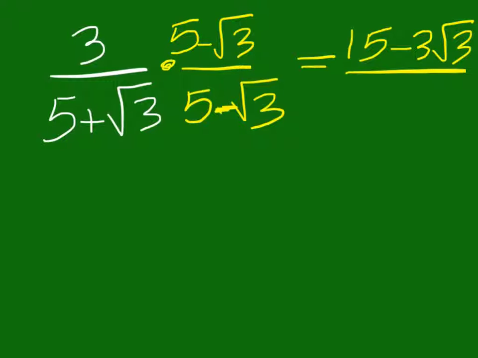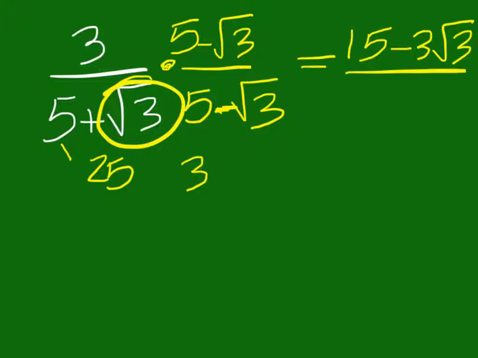On the bottom, you have to use your difference of 2 squares rule. You have the same quantity in essence, but the different signs. So what you do is square 5 to get what? 25. And square the square root of 3, and you get what? 3. If you square a square root, it's just the number underneath. What's the sign in the middle? Subtraction. What do I get? 22.